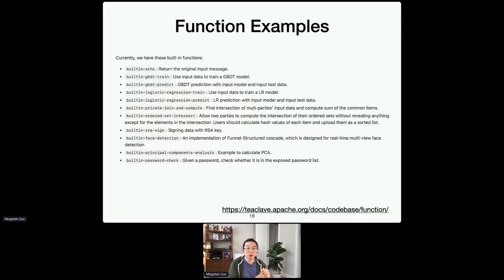Here is an example of what functions we support in the built-in executor. We already have echo, which is a simple testing example. We also have a gradient boost decision tree training algorithm and prediction algorithm functions. We also have logistic regression, train and predict, and others like a face detection algorithm, and private join and compute. Basically, we have several functions written in Rust to show the capability of this platform.